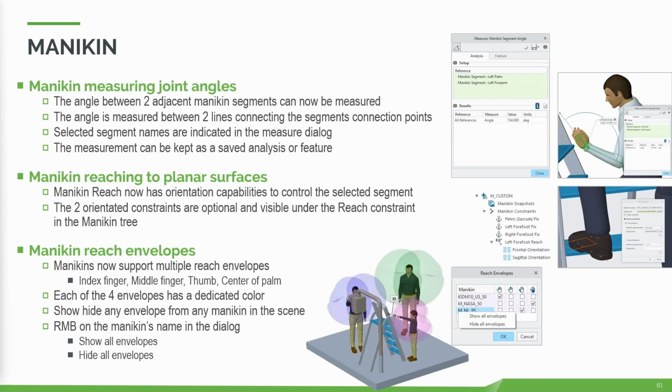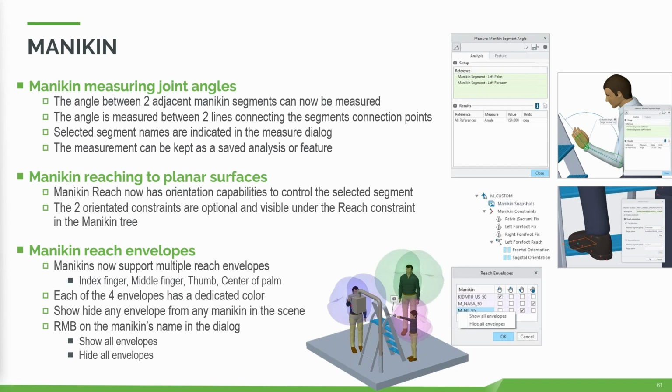Related to that as well, there's now the ability to take measurements between any of the different mannequin joints. So with two adjacent mannequin segments, you can measure the angle between them, again for comfort or whatever it might be, related to your mannequin, your person, the piece of equipment.